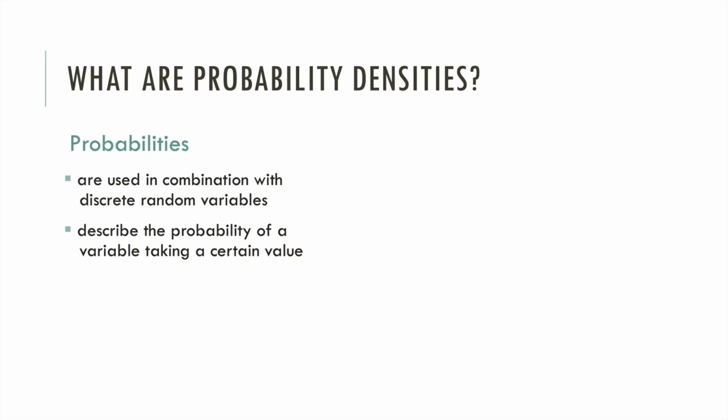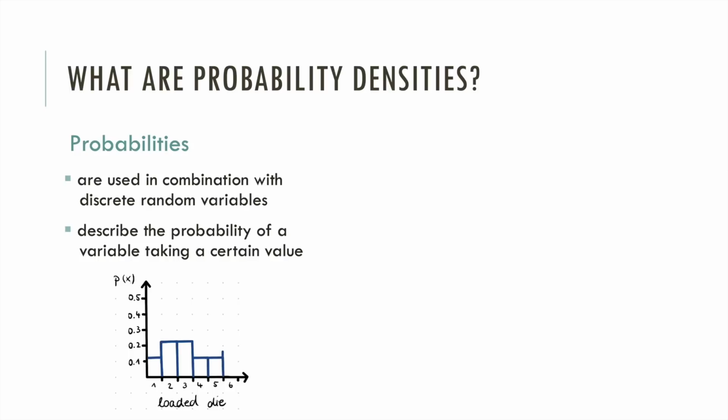Probabilities are used in combination with a discrete random variable. A discrete random variable is, for instance, an event that can be labeled, an event that is countable. An example of this would be the rolling of a die. This is a distribution of a probability. So we have a die, and we roll it, and the probability, for instance, of it rolling 2 is 0.22. And the sum of all these probabilities amounts to 1.